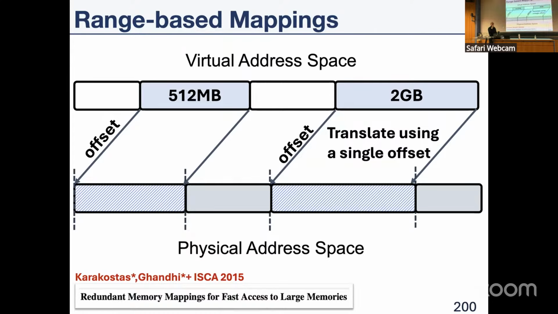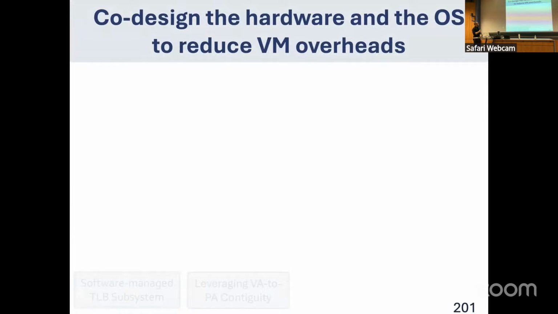If I have a very small number of data structures, then I only need a very small number of these offsets to be able to perform address translation, right? This is a very fast way of performing address translation, with the disadvantage of finding the contiguous physical address space. In many modern data centers, workloads and systems, it's very hard to find such a big contiguous free physical memory space. Any questions? Cool.